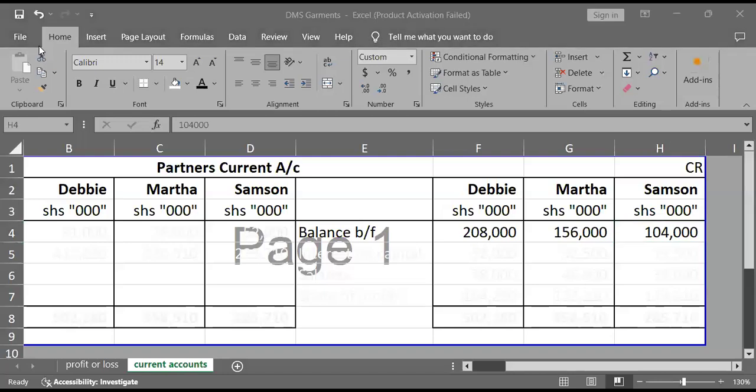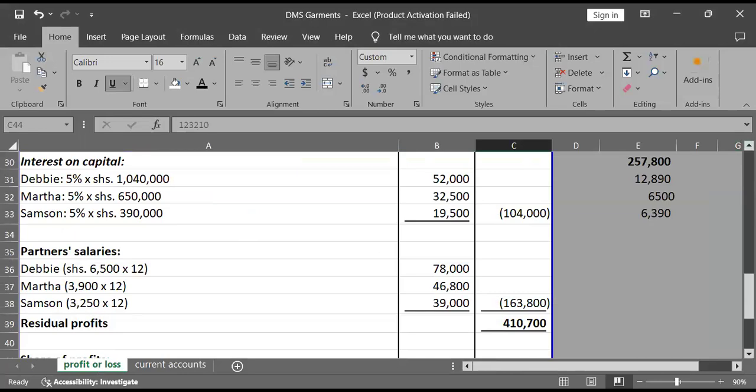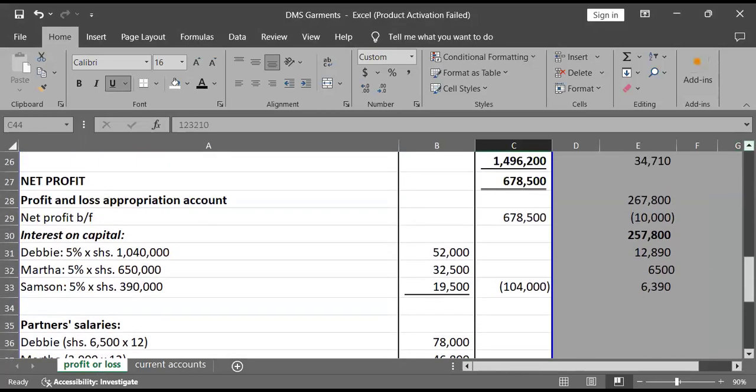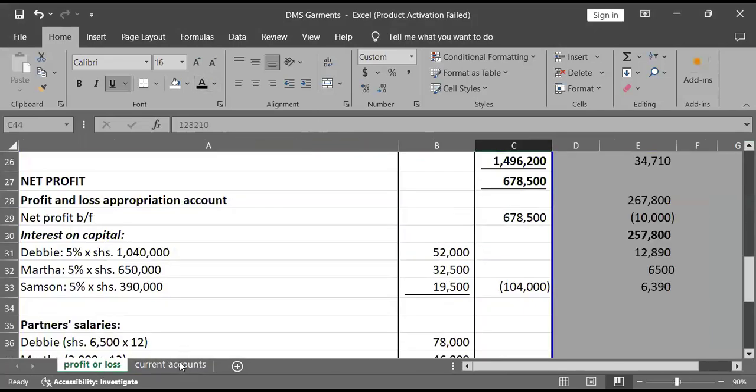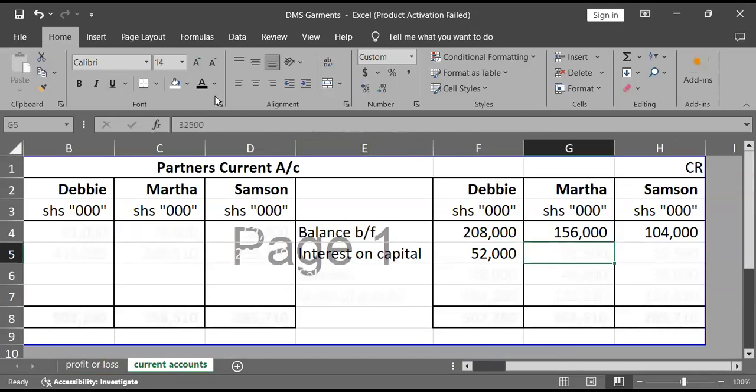We are basically going to pick some of these items from the profit appropriation account. So let's start. We have interest on capital. We are going to come and show our interest on capital on the credit side. So that means that the money that these people ideally are supposed to be receiving is increasing. Debbie had 52,000, Martha had 32.5, and Samson had 19.5.